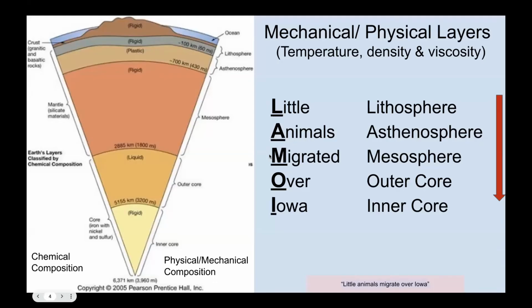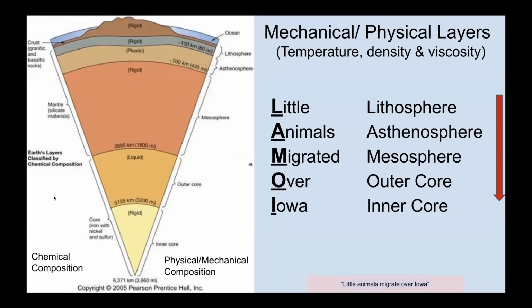So on our next little slide, this is just a quick review of those mechanical or physical layers. Again, they are separated based on their temperature, density, and viscosity. Viscosity just means how does it flow. And remember that little sentence, little animals migrated over Iowa. Again, we have the lithosphere, the asthenosphere, the mesosphere, the outer core, and the inner core.